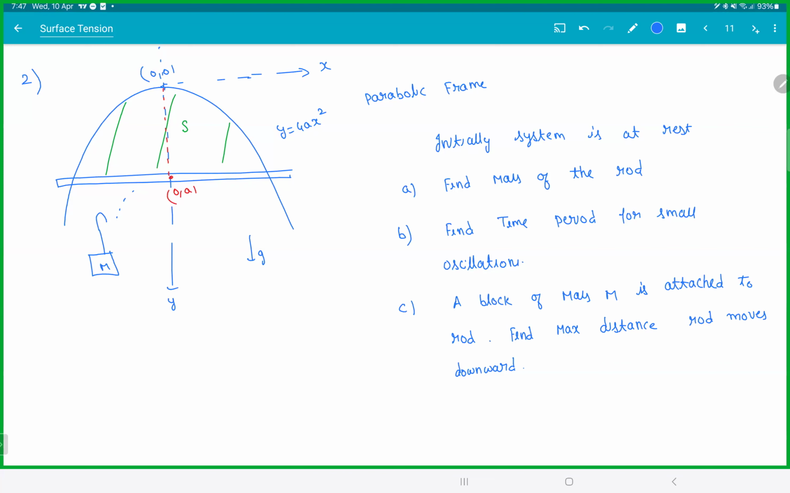Get the mass of the rod, everyone. That is easy. Sir, it should be x is equal to 4a y square.